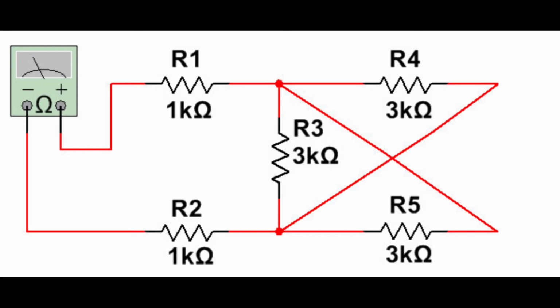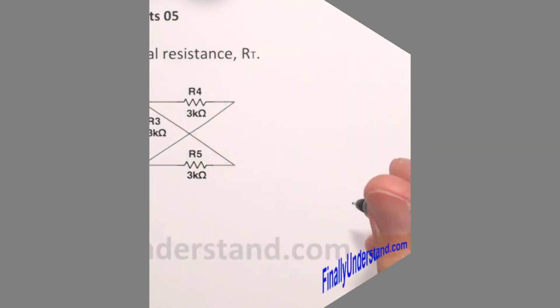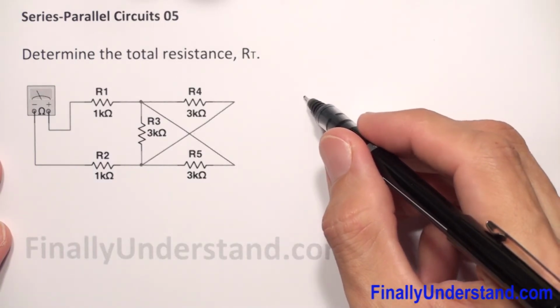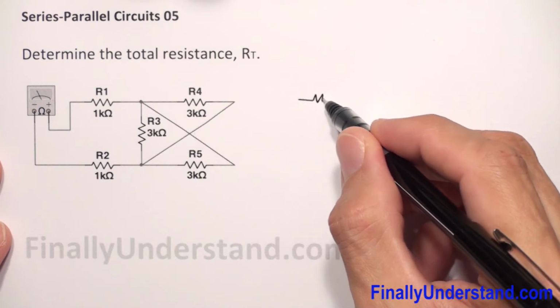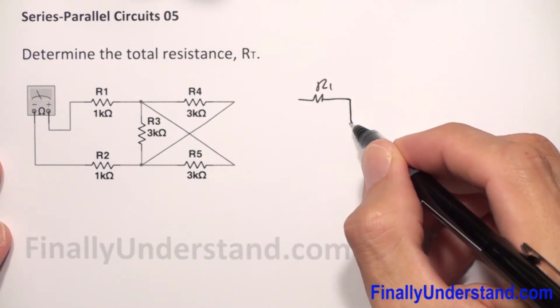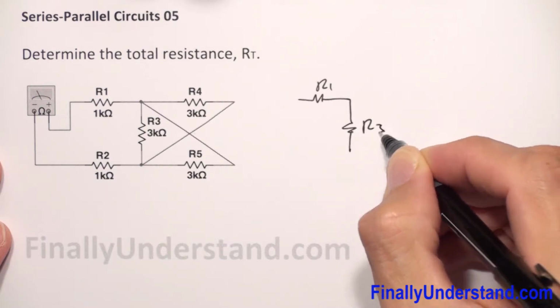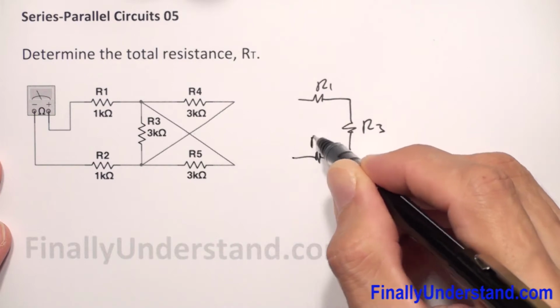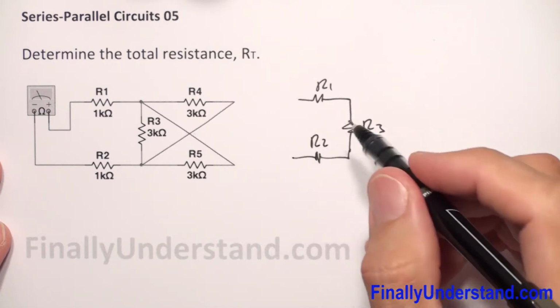Let's take a look at this example. What I would do first, I would redraw the circuit first. So what we have? We have resistance R1. I have resistance R3. I have resistance R2.